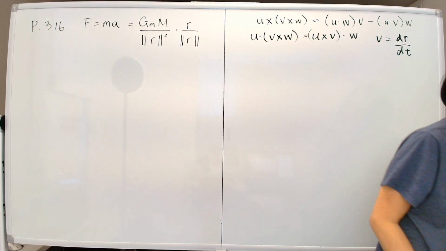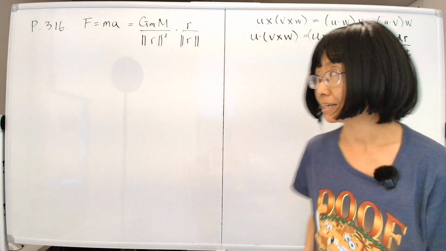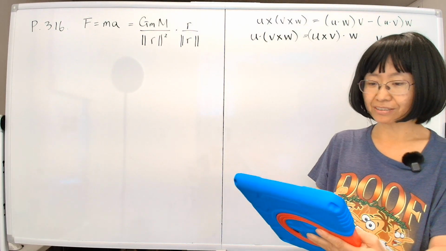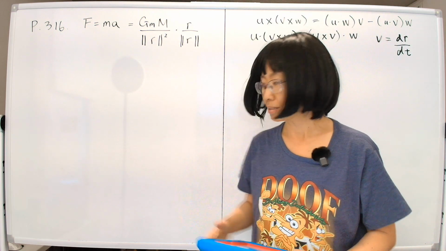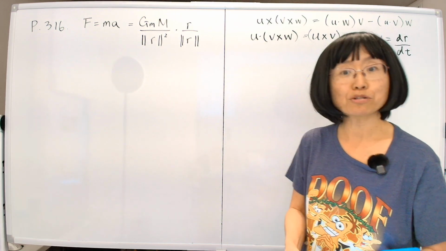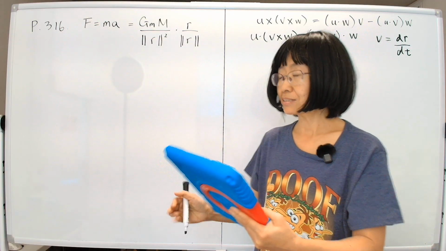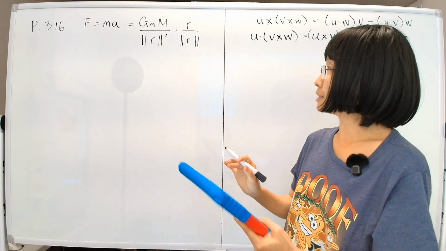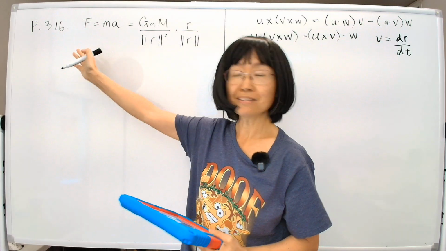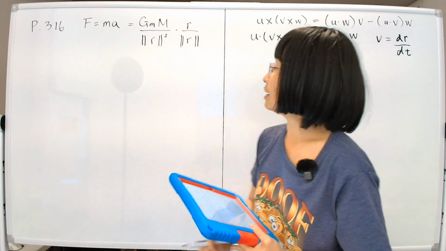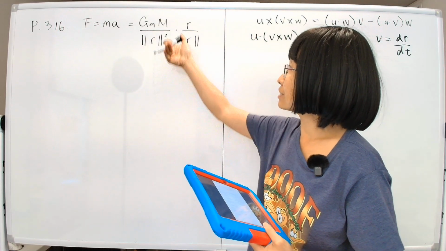Having said that, we can start proving Kepler's law of motion, which is that the orbit of a planet around the sun is an ellipse. First, we are going to start with a formula from Newton, which is F equals ma. And that ends up being this thing.